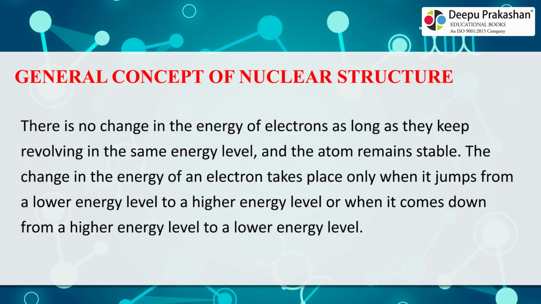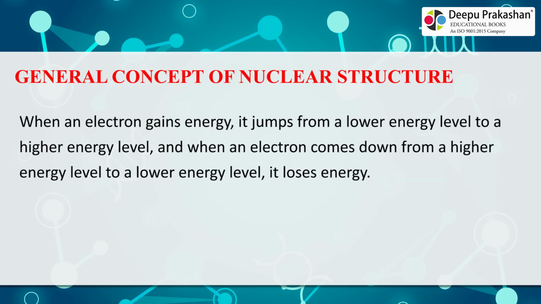The change in the energy of an electron takes place only when it jumps from a lower energy level to a higher energy level, or when it comes down from a higher energy level to a lower energy level. When an electron gains energy, it jumps from a lower energy level to a higher energy level, and when an electron comes down from a higher energy level to a lower energy level, it loses energy.